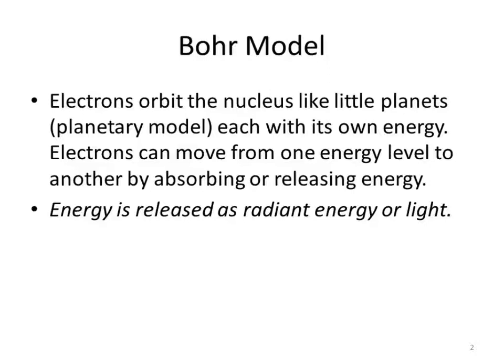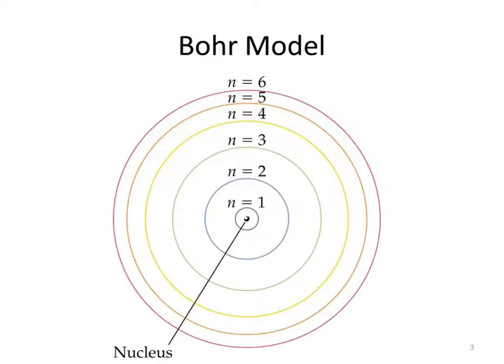So we'll absorb some energy, we'll jump up to another level, we'll hang out there for a while, we'll drop down to another level, and then we will emit that energy, okay? And so we emit this as radiant energy or light. So what does it look like? Okay, so I've got all these different energy levels.